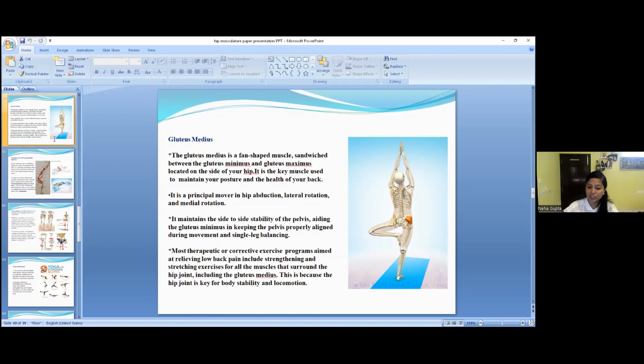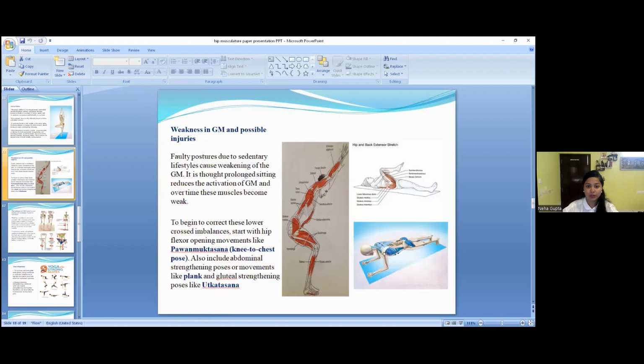And there are a lot of stretching practices also which surround the hip joint, including the gluteus medius. This is because the hip joint is key for body stability and locomotion. Now let's go to the second part, when we talk about the weakness of our gluteal muscles and the possible injuries.